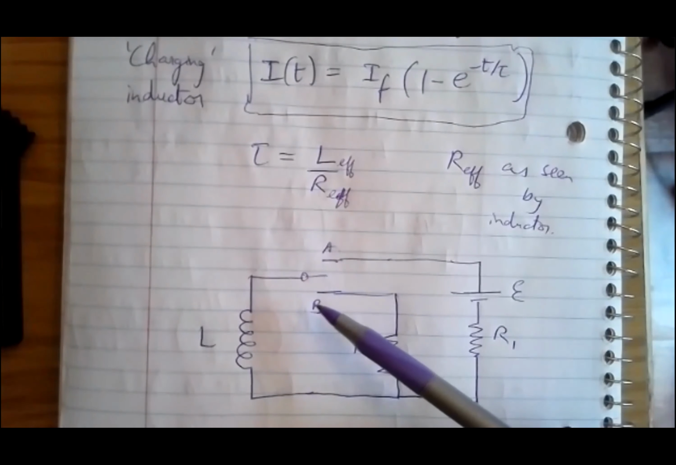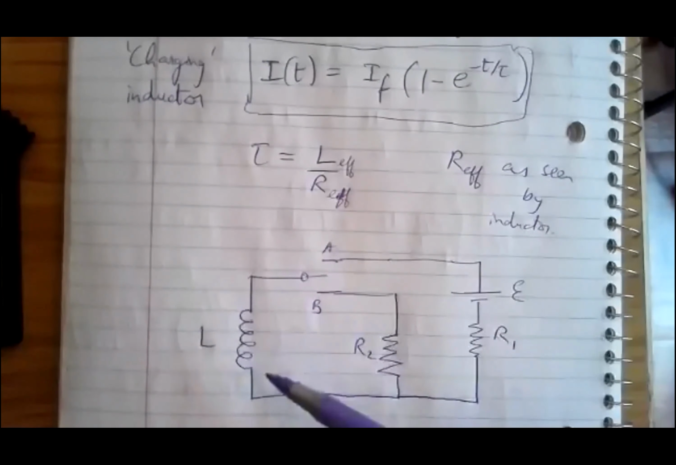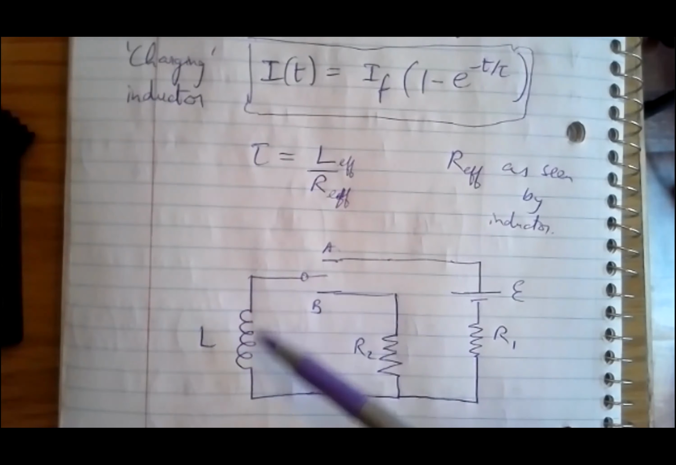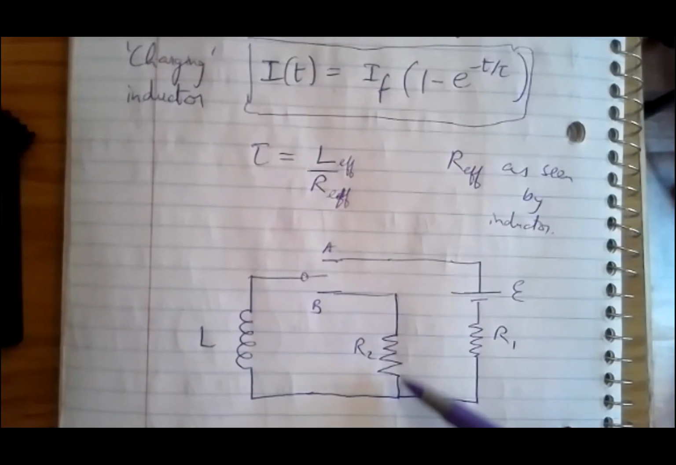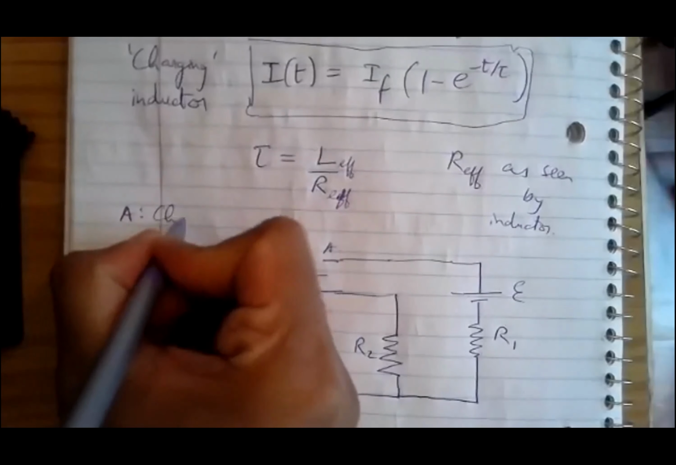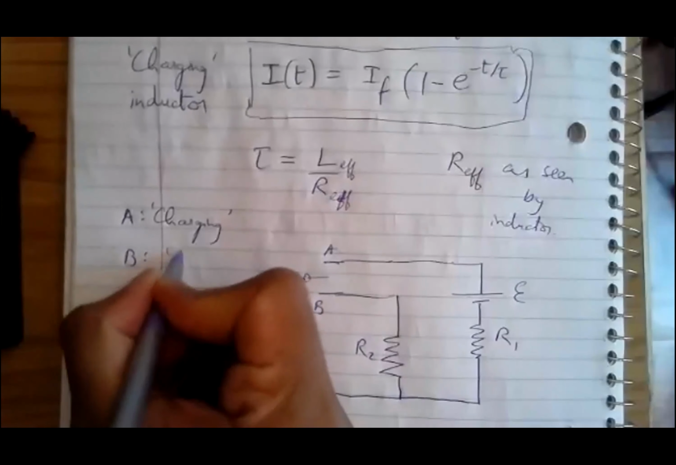And then we can flip it to position B. And now the battery is no longer part of the circuit. But remember that the inductor doesn't like the current to change. So it will fight to keep the current going. It will act like a battery itself, and it will continue driving a current. And now if the switch is in position B, then it will have a loop that it can follow through R2 over here. So this would be a case of a discharging inductor. So A is charging and B is discharging.